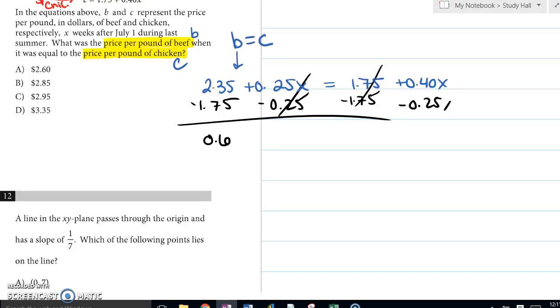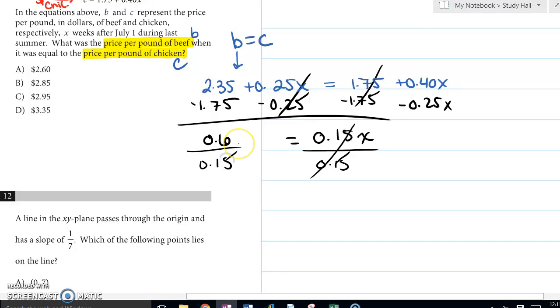Okay, so sorry I got cut off before. We get 0.06 equals 0.15x. Okay, and then divide by 0.15 on both sides, and you get x equals 4.